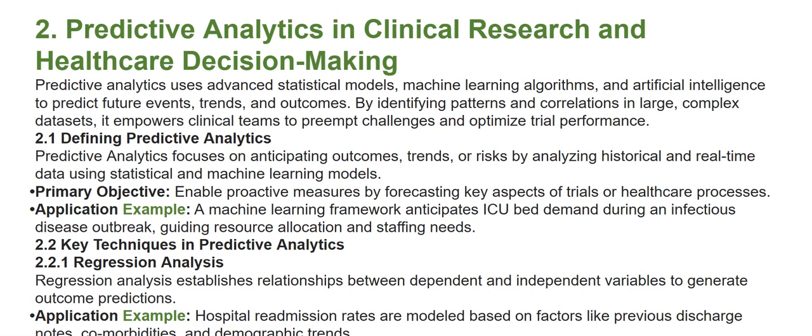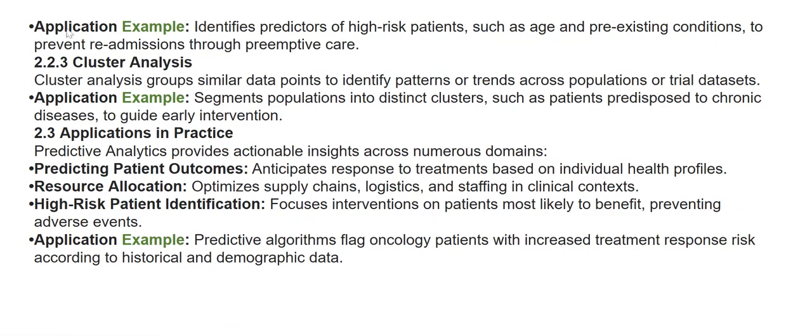Now, we have another technique called decision trees. Trees segment data based on specific criteria, creating simple if-this-then-that paths for predictive insights. The application for decision trees, as for example, identifies predictors of high-risk patients such as age and pre-existing conditions to prevent readmissions through preemptive care.